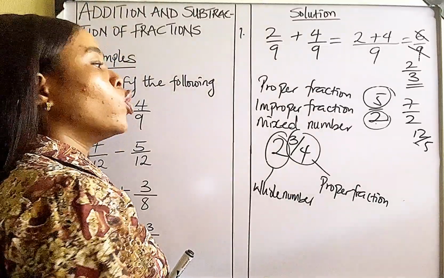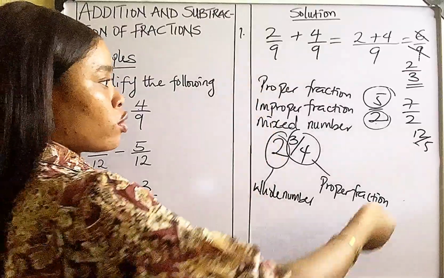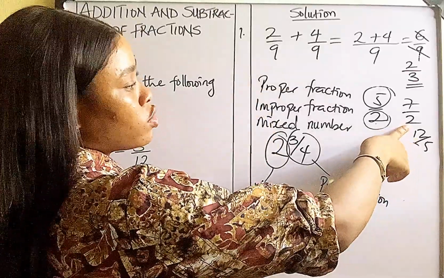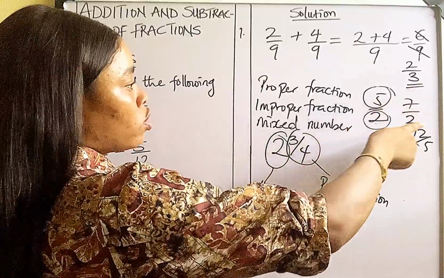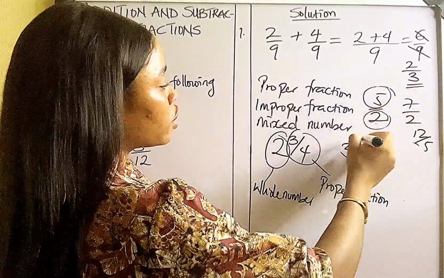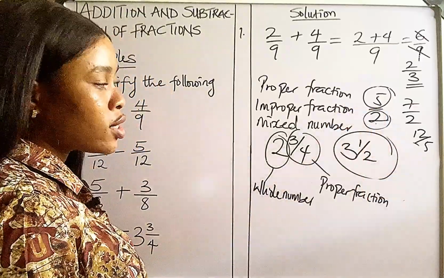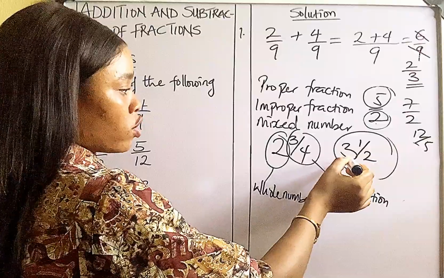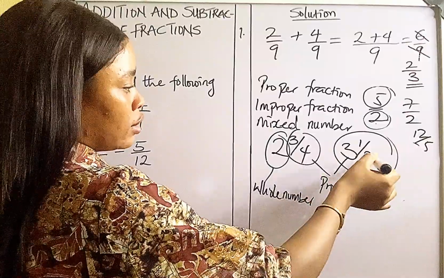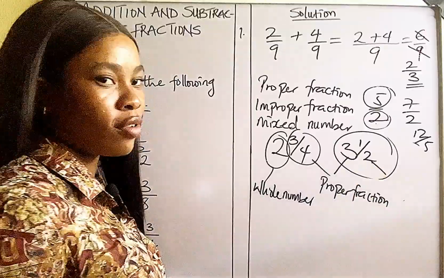So what do we do? We convert it to a mixed fraction. We simply use the denominator to divide the numerator. 2 going into 7 should give you 3 1/2. So you see, this gives us a mixed fraction that consists of a whole number and then a proper fraction. 1/2 is a proper fraction.